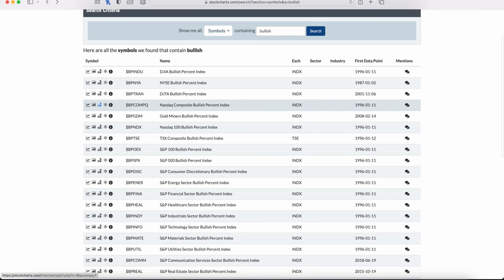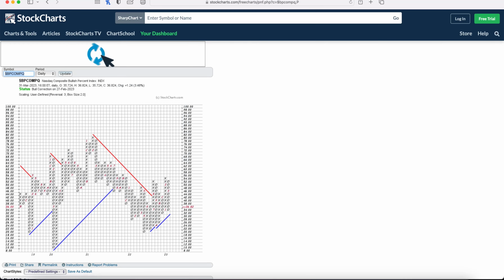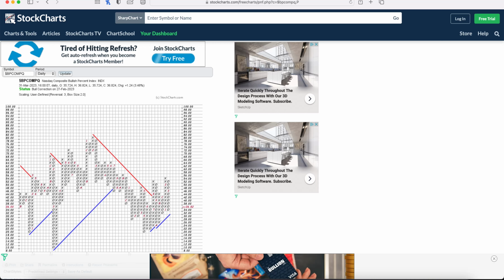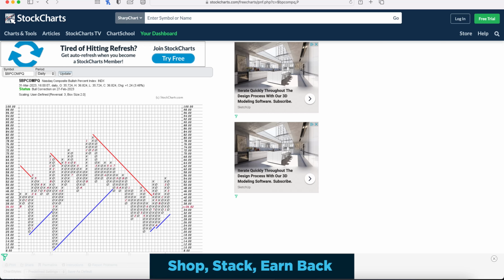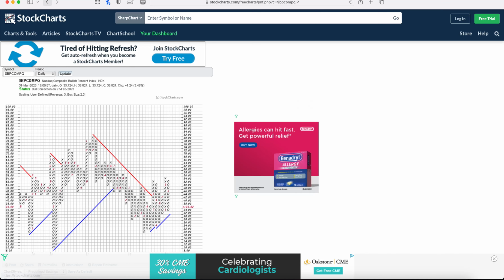The NASDAQ still hasn't gone, up 3.48%. So if there's a fly in the ointment, that's probably it, but it's got to get past 42 to make new X's, and right now it's only at 36.82. So it's got a little ways to go. Maybe all that'll come on Monday.